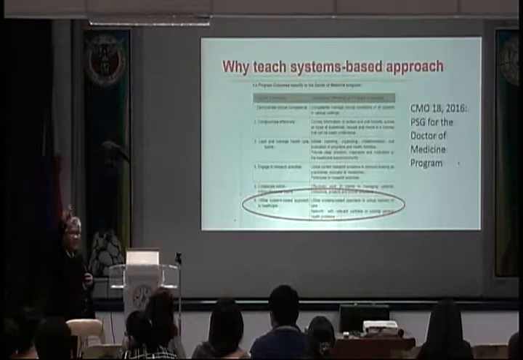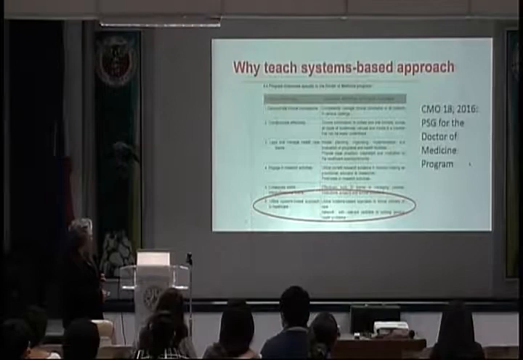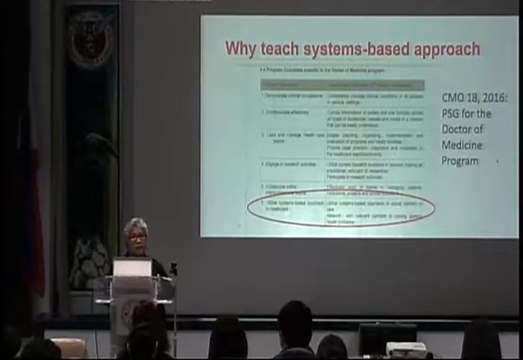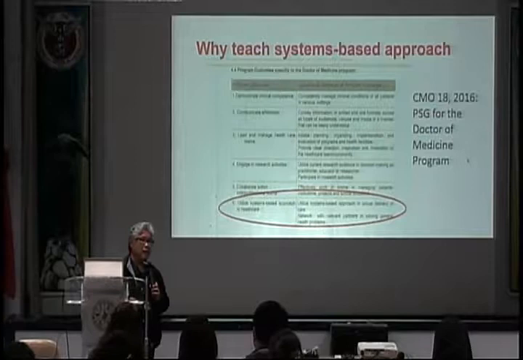So it's not just stipulated in the general list of program outcomes for all health science schools. It is especially emphasized in the medical degree program. Number 6 specifically talks about utilizing systems-based approach in the delivery of care and networking with relevant partners in solving clinical health problems. This is in recognition of the physicians of the 21st century, who shouldn't be confined to their clinics or their hospitals.